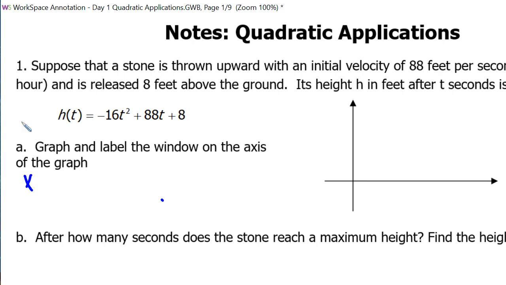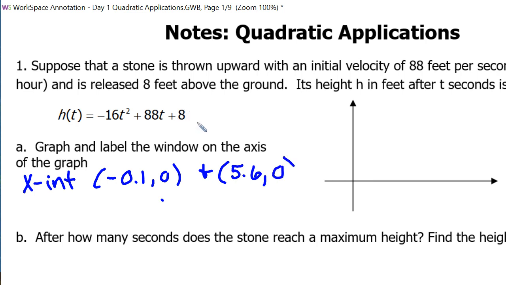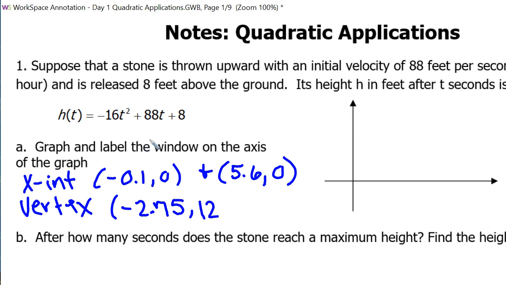Okay, so the x-intercept. The first one was about negative 0.10, and the other one was approximately 5.60. So those are the two x-intercepts we calculated from the calculator. And we found the vertex. The vertex was negative 2.75, and the y value was 129 on that vertex.